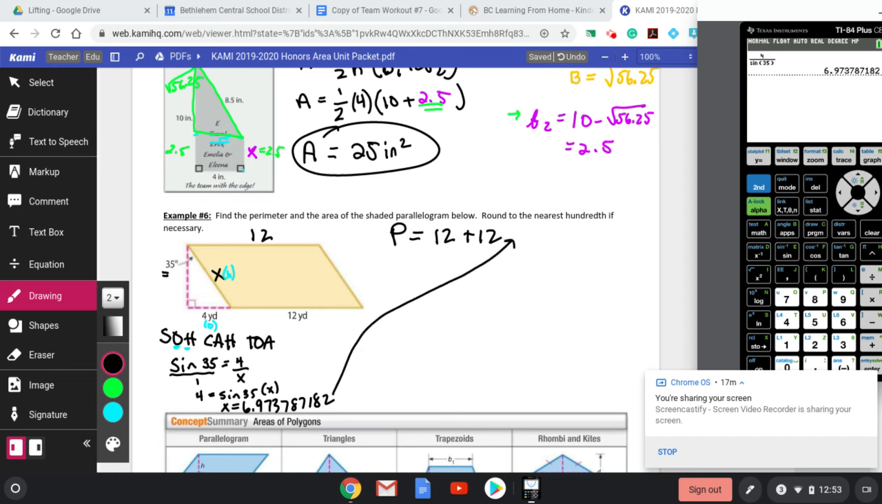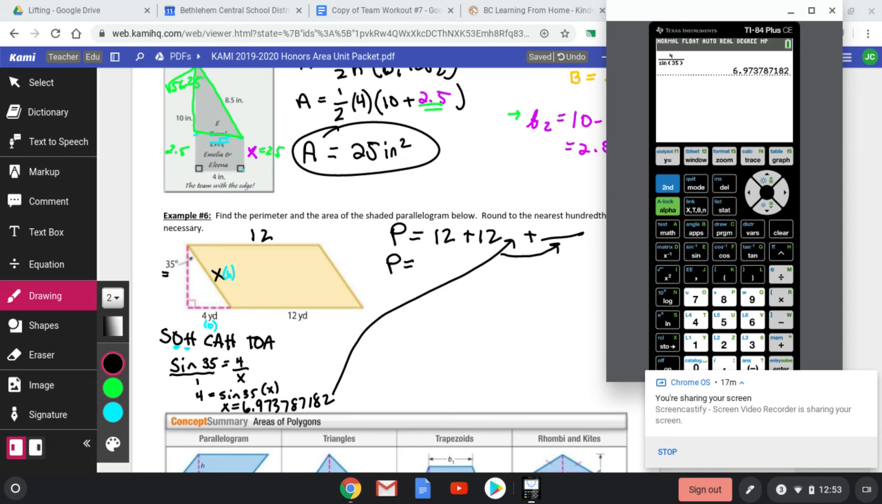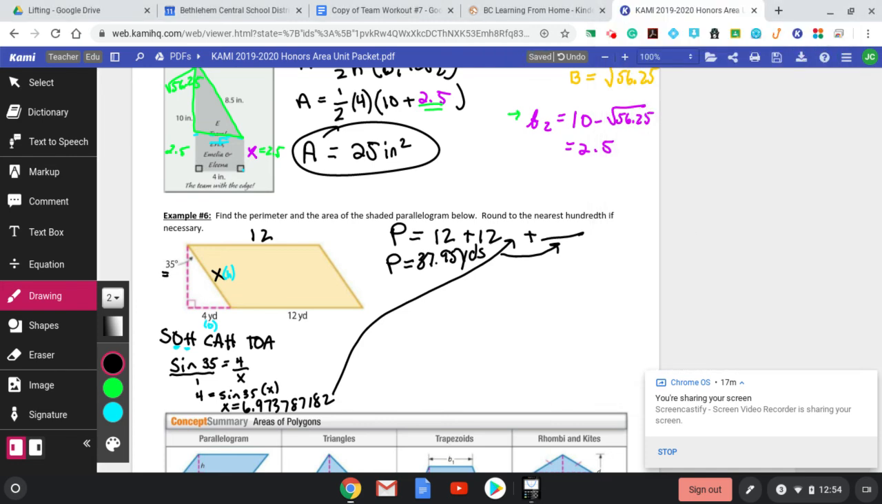So that goes here, plus opposite sides are congruent here. So the perimeter is going to be equal to, just going to keep that right there, plus that answer again, plus 12, plus 12. And I end up with 37. The directions say nearest hundredth, 37.95 yards. There it is. Okay, now we'll be back here in a second.